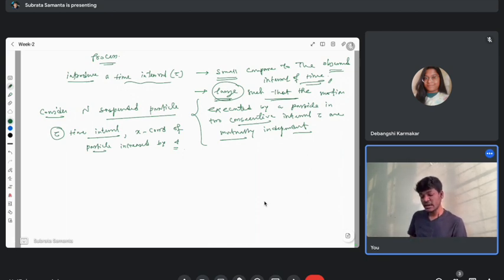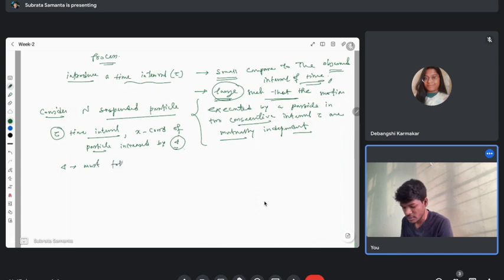Then delta must follow some kind of probability distribution. Because each time interval is independent, in the first time interval tau the x coordinate of the particle changes by delta, and in the next time interval tau it can change again. So delta must follow a certain probability distribution.